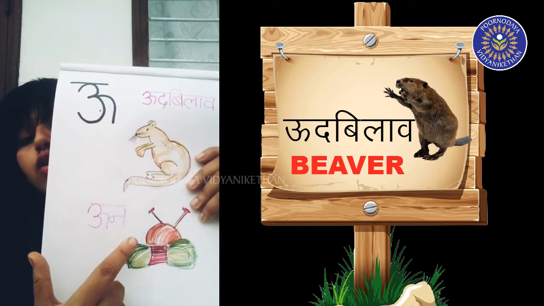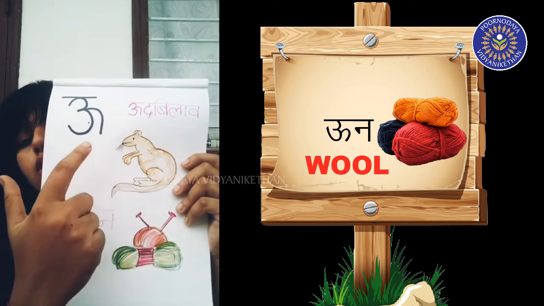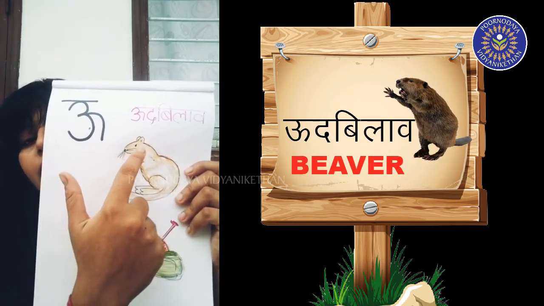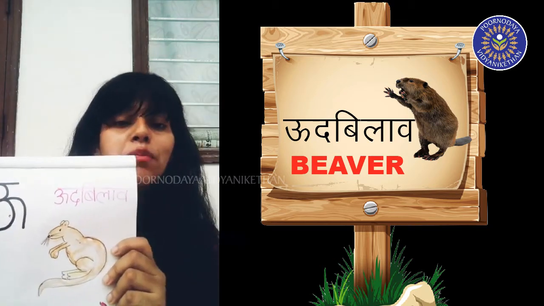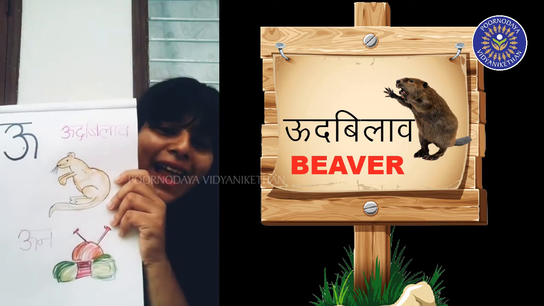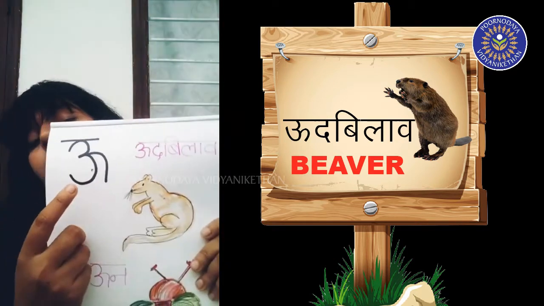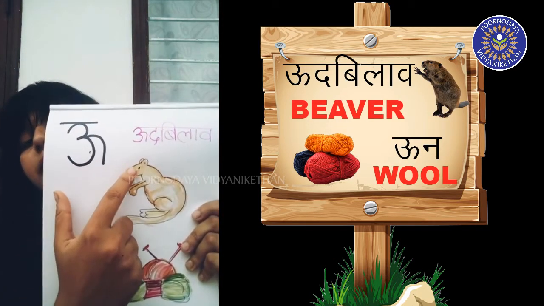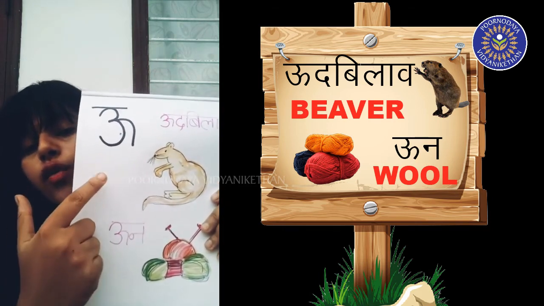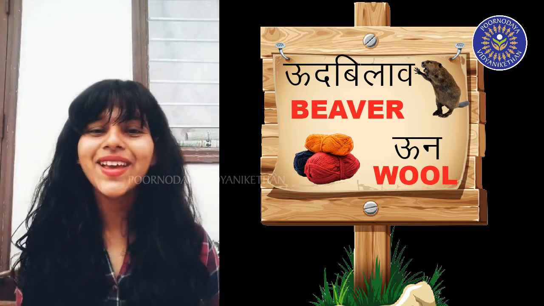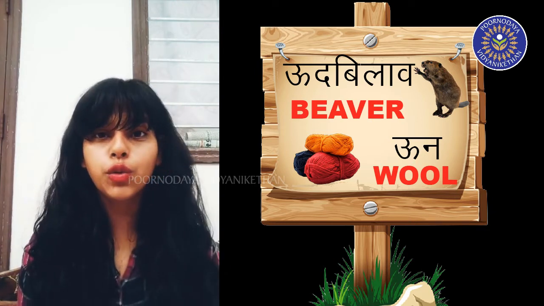U for Udbilav. U for Oon. Udbilav is like a mice. It's beaver in English. It's an animal. Beaver. And in Hindi we call it Udbilav. U for Udbilav. U for Oon.